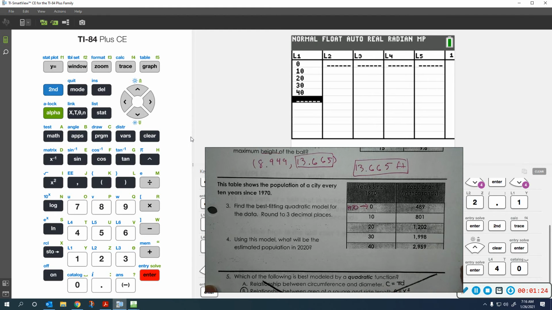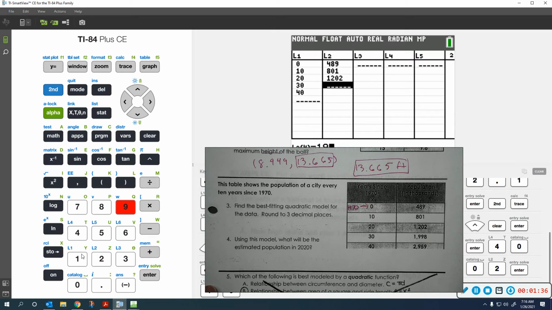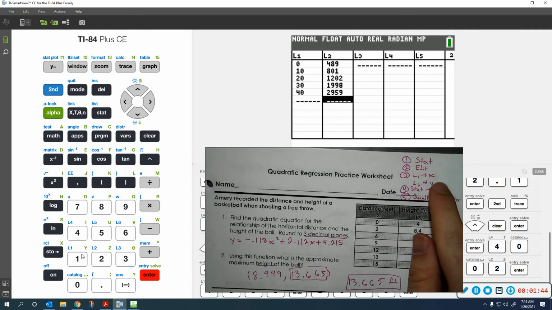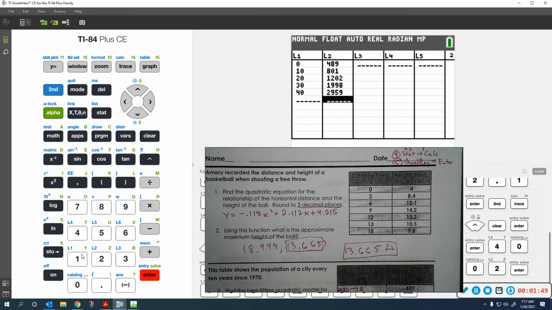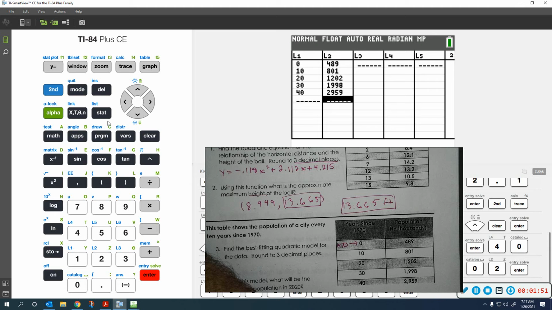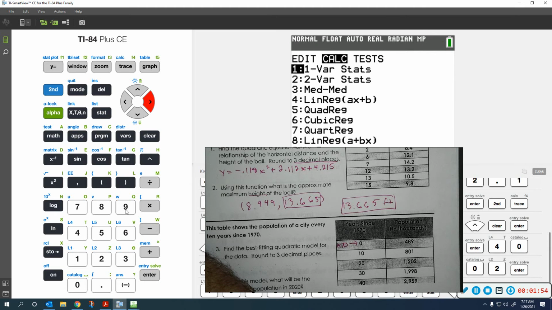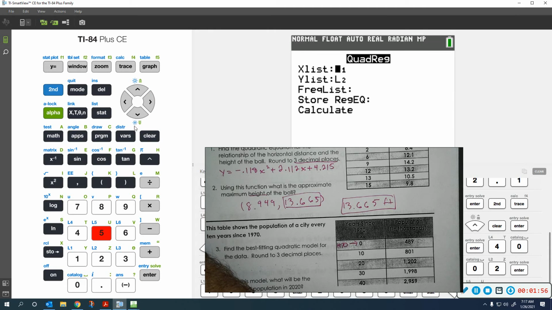Population in thousands is our Y, so go over to your L2s, type in your Y's. So 489, 801, 1202, 1998, 2959. We've got our information plugged in. We've done Stat Edit. Now we've plugged in our L1s and L2s. Go to Stat Calc and then Quadratic Regression. So we're almost done. So Stat, Calc, Quadratic Regression, number 5, and then go down to Calculate and push Enter.